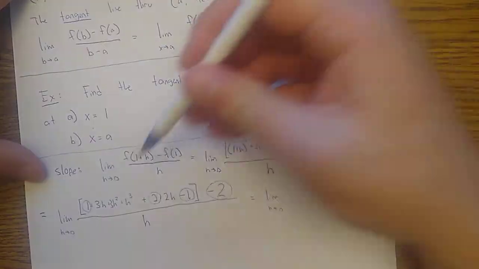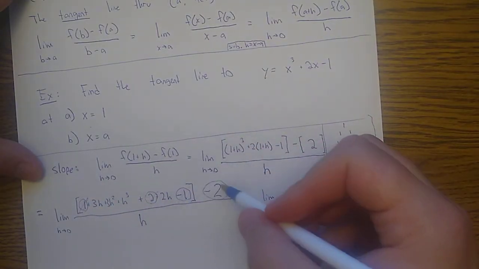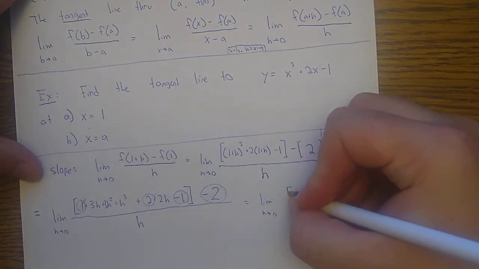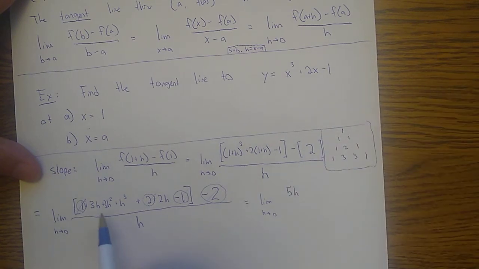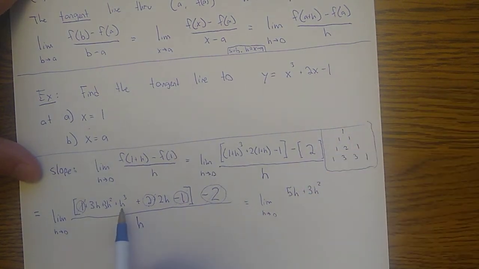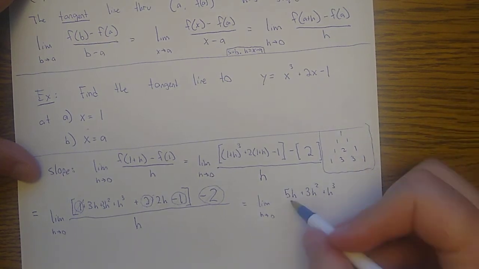Now, what else do I have? There's a 3h and a 2. So actually, I'll cross these things off now. Yeah, I was looking at my h's. There's a 3h and a 2h. So 5h, there should be some h squareds. So 3h squared, but I don't see any other h squareds. There's an h cubed. And that's it. That's everything.